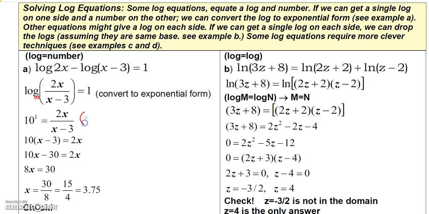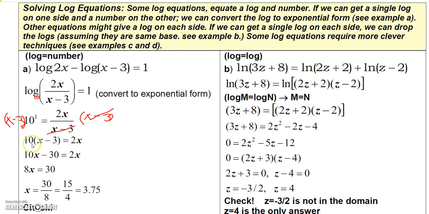Then all I have to do is multiply both sides by x minus 3 to get rid of the denominator. If I do that, then on the left I'll have 10 times x minus 3, which I show right here, and on the right the x minus 3's will simply cancel out, and I'll just get 2x. Well, then I can solve this.